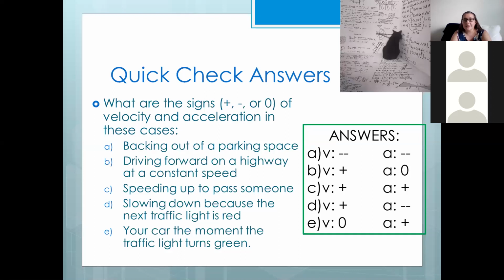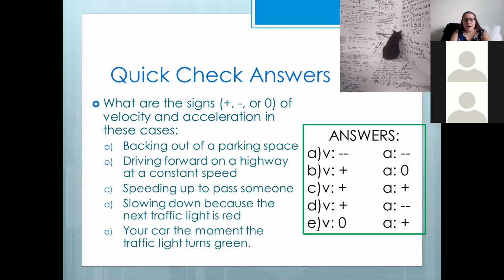So our velocity driving forward is positive. But since we're going at a constant speed, our acceleration is 0. Our speed is not changing either in magnitude or direction. And so since our velocity is not changing, our acceleration is 0.